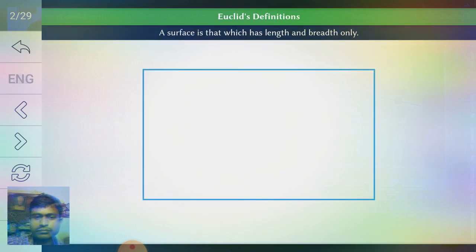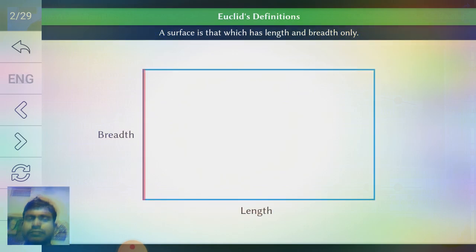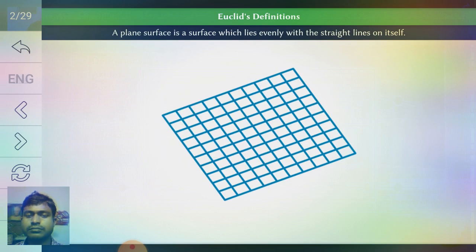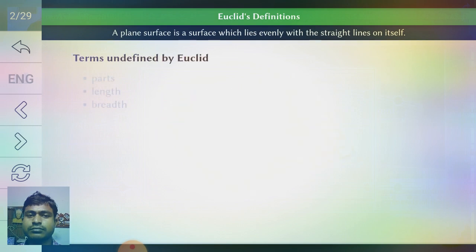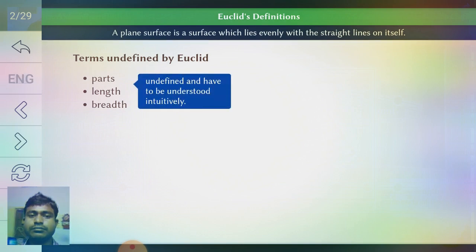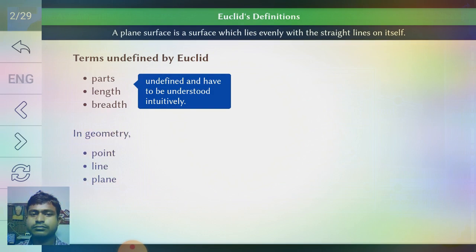A surface is that which has length and breadth only. The edges of a surface are lines. A plane surface is a surface which lies evenly with the straight lines on itself. Some terms such as parts, length, and breadth are undefined by Euclid and have to be understood intuitively. Even in geometry, a point, a line, and a plane are undefined terms.